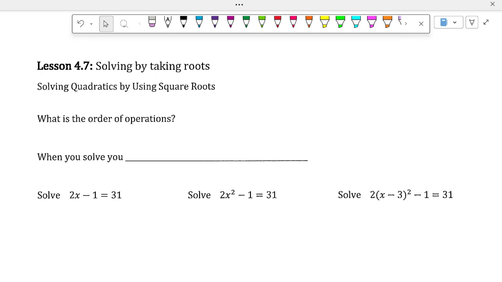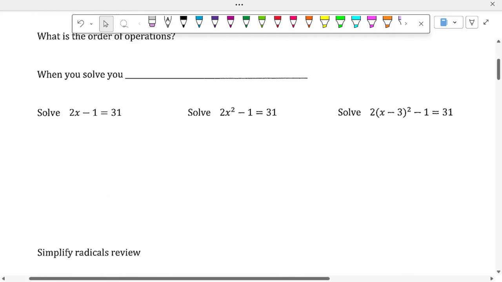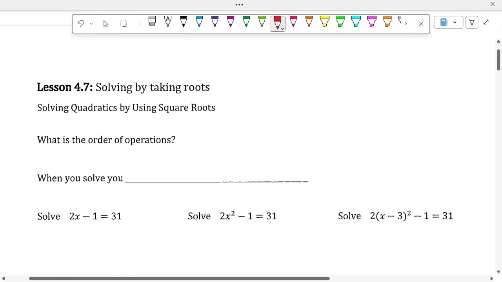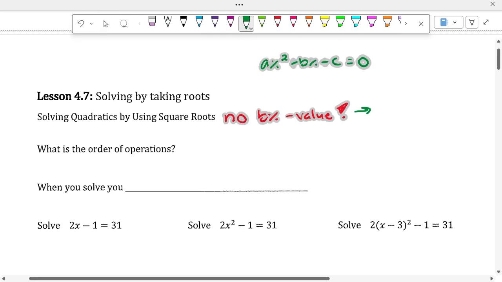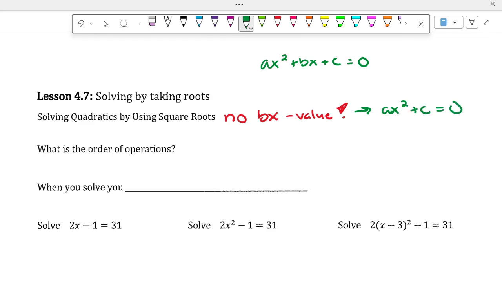So when we solve by taking a square root, that typically means we do not have a b value. You can only solve by taking a square root if there's no bx value. So in other words, instead of ax squared plus bx plus c is equal to 0, if there's no bx value, we would only have ax squared plus c is equal to 0. So you can only solve by taking a square root if you have no b value.